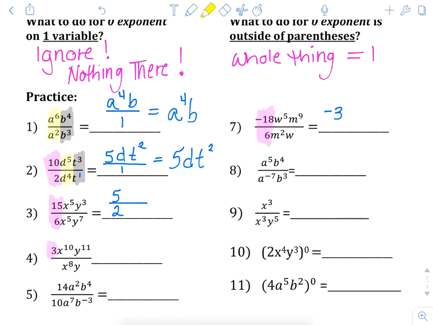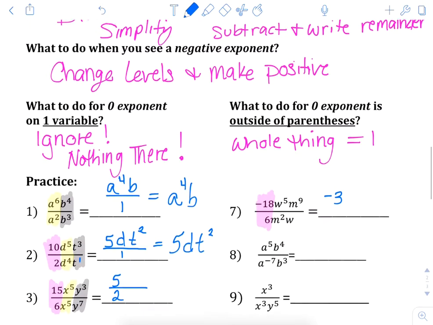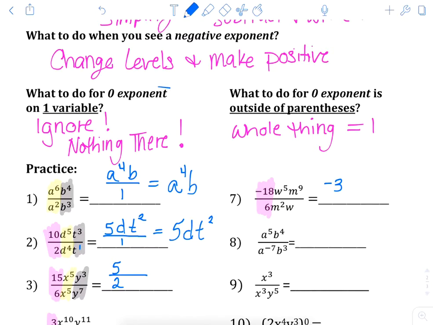Okay, let's go ahead and try number 3. Number 3 has x's and y's. We would ask ourselves, who has more x's, top or the bottom? Well, they're both the same. If I think about subtracting them, x to the 5th, x to the 5th, subtract the 5's, that gives me 0. So that brings us to our next question. I'm going to look at this one right here. What do I do for a 0 exponent?